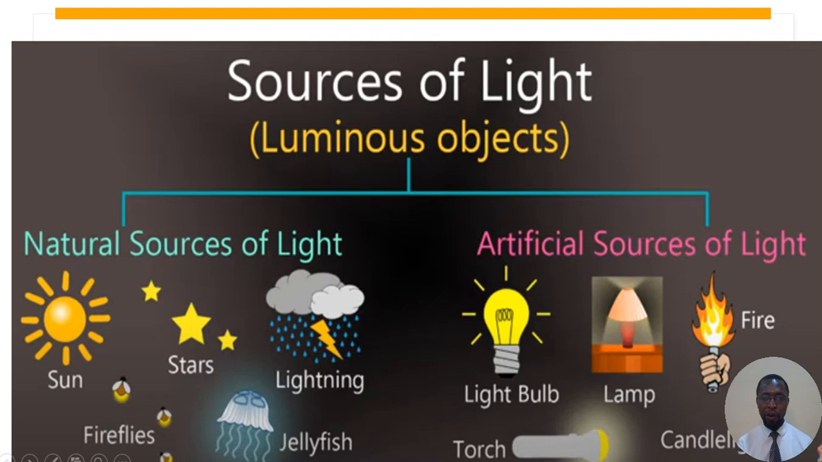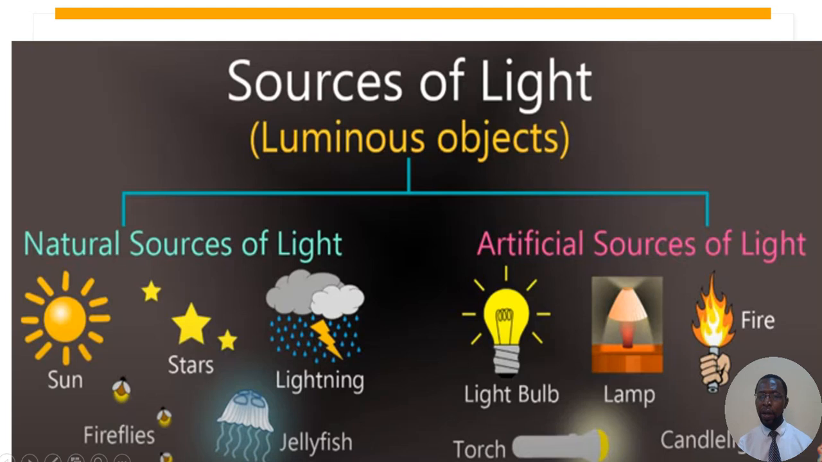The natural source emits its own light naturally on its own, such as the sunlight, the light from the sun, the light from the star, the light that we see during lightning. Even some living organisms like fireflies also emit their own light by themselves, like jellyfish as well.